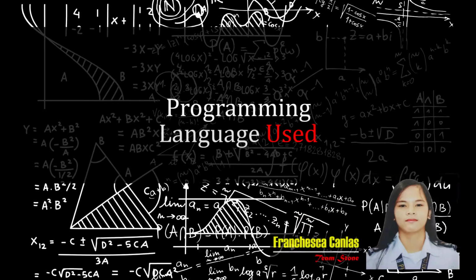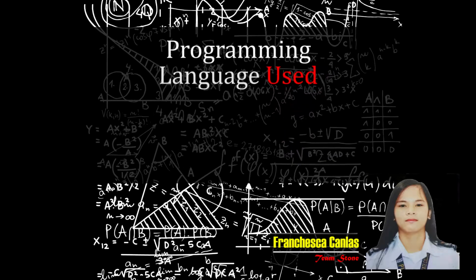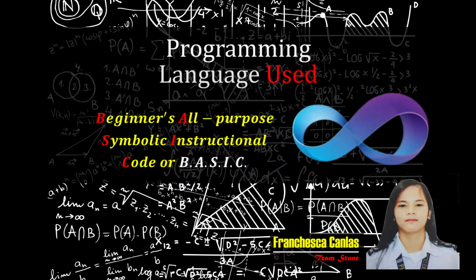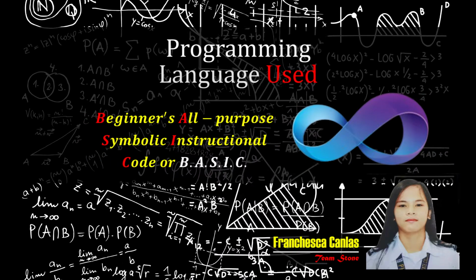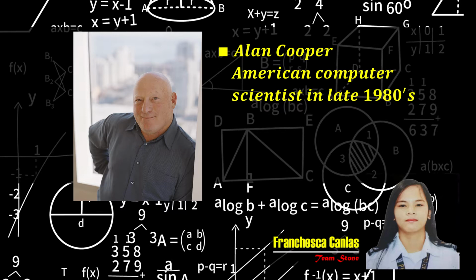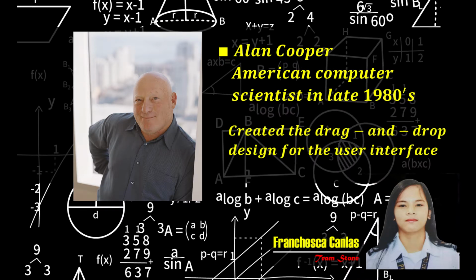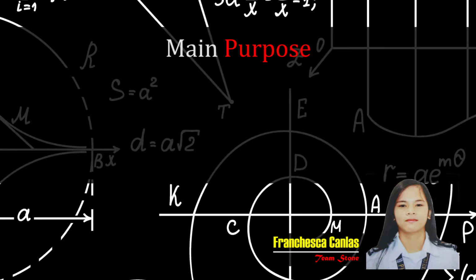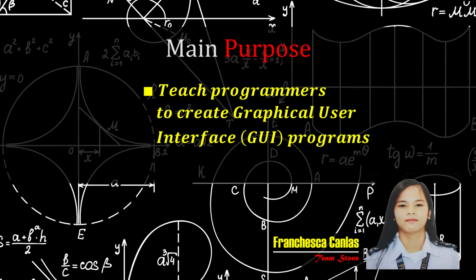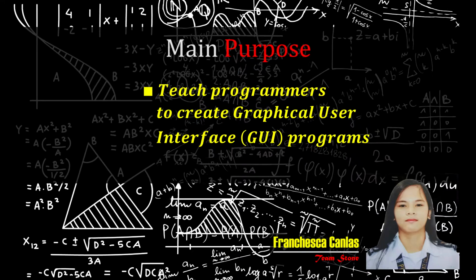Ang ginamit naming programming language sa paggawa ng Thrust and Power Calculator ay ang Beginner's All-Purpose Symbolic Instructional Code or BASIC. Ang nag-develop ng Visual Basic ay si Alan Cooper, an American scientist in the late 1980s. He also created the drag-and-drop design para sa user interface ng Visual Basic. Ang main purpose ng programming language na ito is to teach the programmers and developers on how to design graphical user interface or GUI programs.